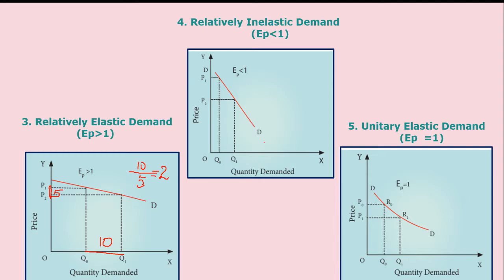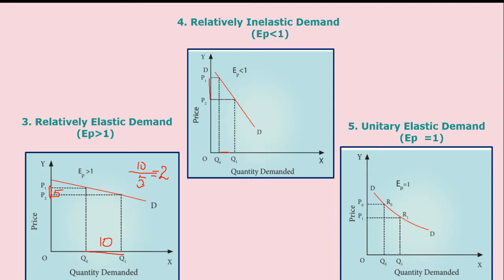Now look at this diagram. Relatively inelastic demand. Price elasticity of demand is lesser than 1. So again here, there is a fall in the price. From P1, there is a fall in the price to P2. This is the fall in the price, and there is a change in the quantity also. Whenever there is a fall in the price, the quantity demanded increases. So the quantity demanded increases from OQ0 to OQ1.